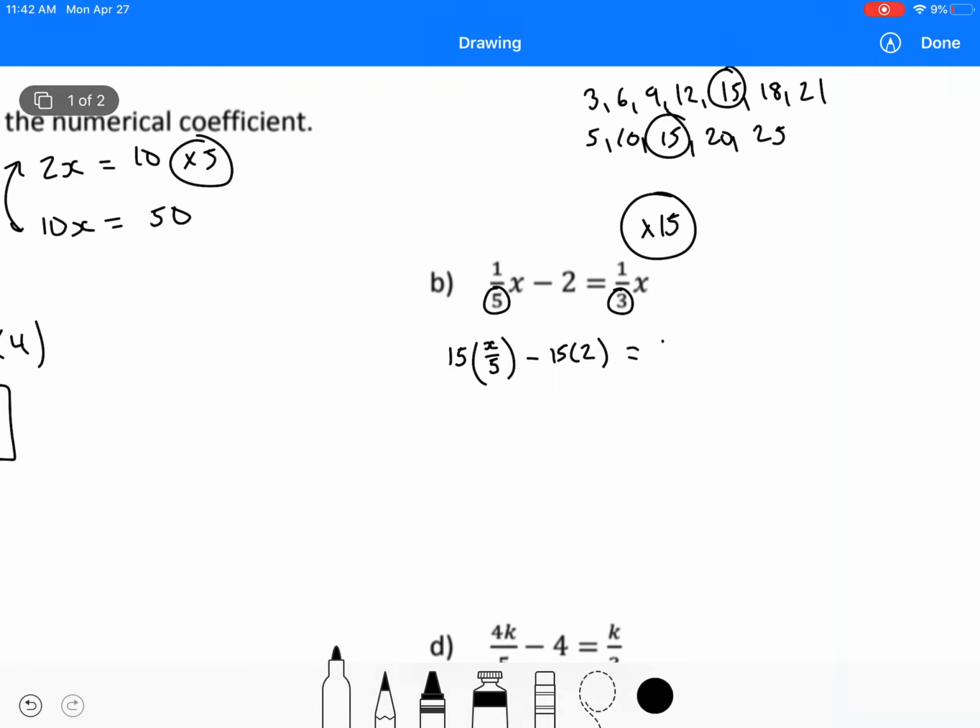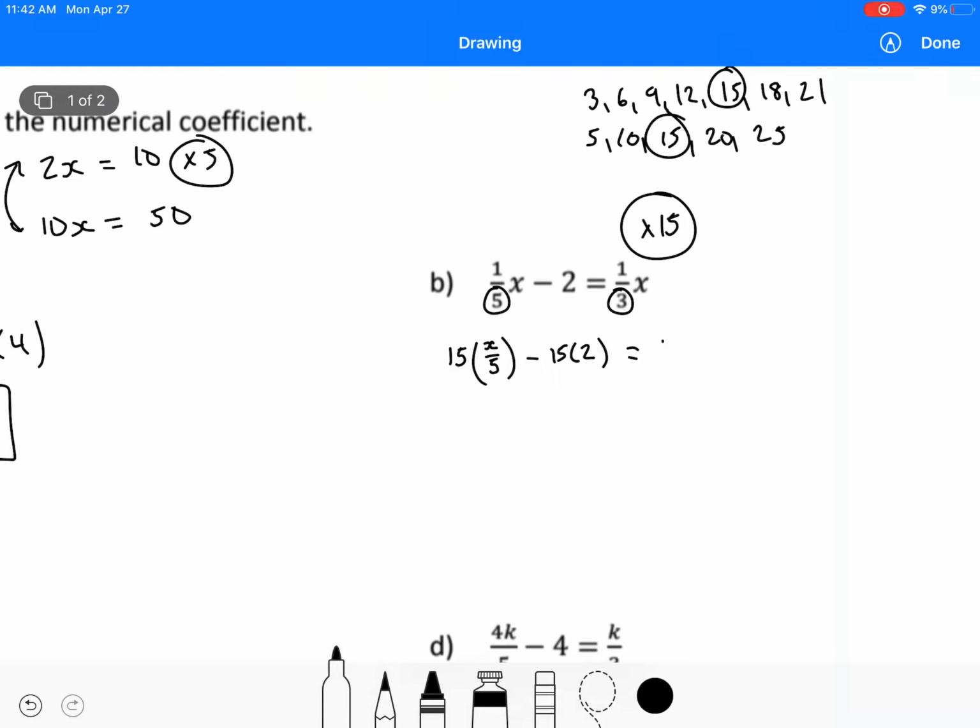And how I do this, when I have a constant multiplied by a fraction, if possible, I always do the division first, and then I multiply to the top. So what I mean by that is 15 divided by 5 is 3, and 3 times x is just 3x. The next term is just 15 times 2, which is 30. And same thing with here. We'll have 15 divided by 3, which is 5, times x, which is 5x.